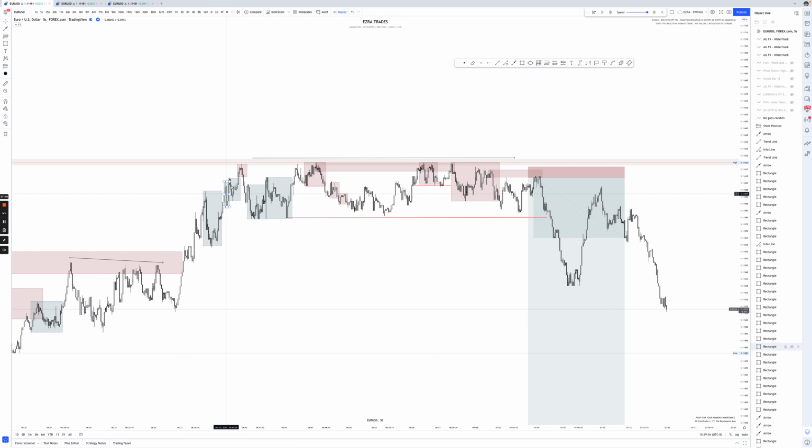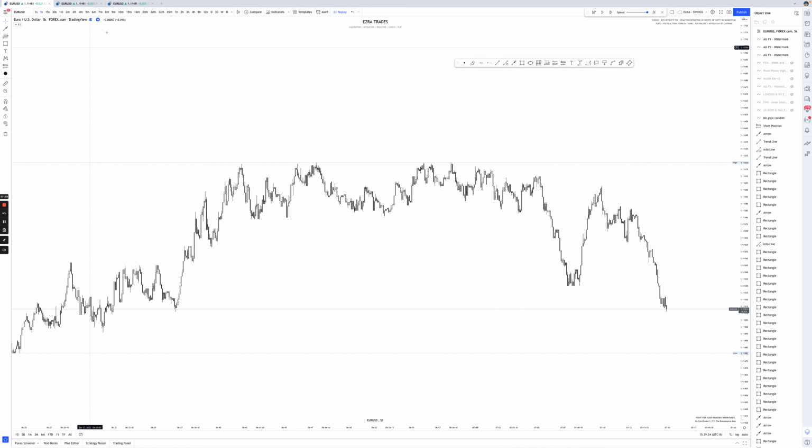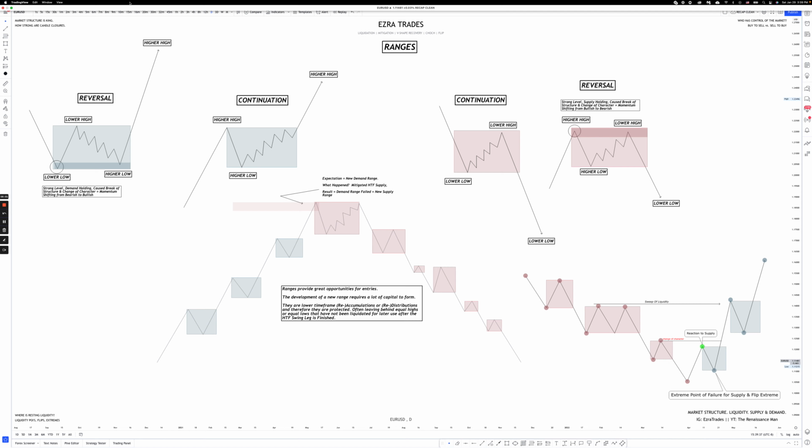There's demand, demand, demand, supply, demand, demand. These demands do not break supply, so supply is stronger. Supply, supply, supply, mitigating of the supply zone, respecting, bigger supply range, more to the downside, unmitigated supply, tap it, run, right? So that's how you use it on the seconds time frame.